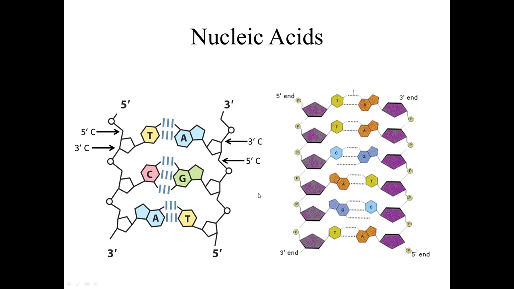Another way of looking at it, yet another figure on the right, shows the bases A pairing with T, G with C, and so forth, just like we did here. Three hydrogen bonds between G-C pairs, two hydrogen bonds between A-T or T-A pairs.